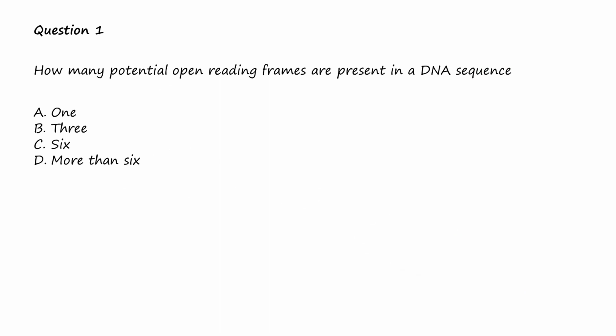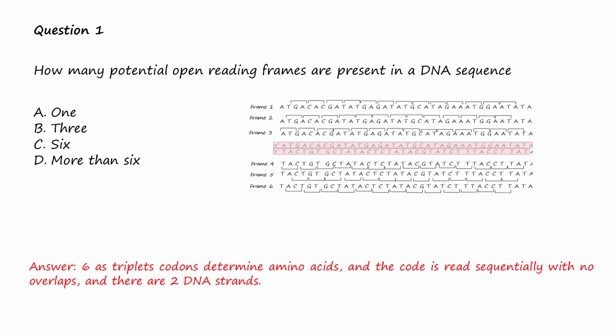Question 1. How many potential open reading frames are present in a DNA sequence? A, 1. B, 3. C, 6. D, more than 6. The answer is 6, as triplet codons determine the amino acids, and the code is read from the 5' to 3' end sequentially with no overlaps and there are 2 DNA strands.